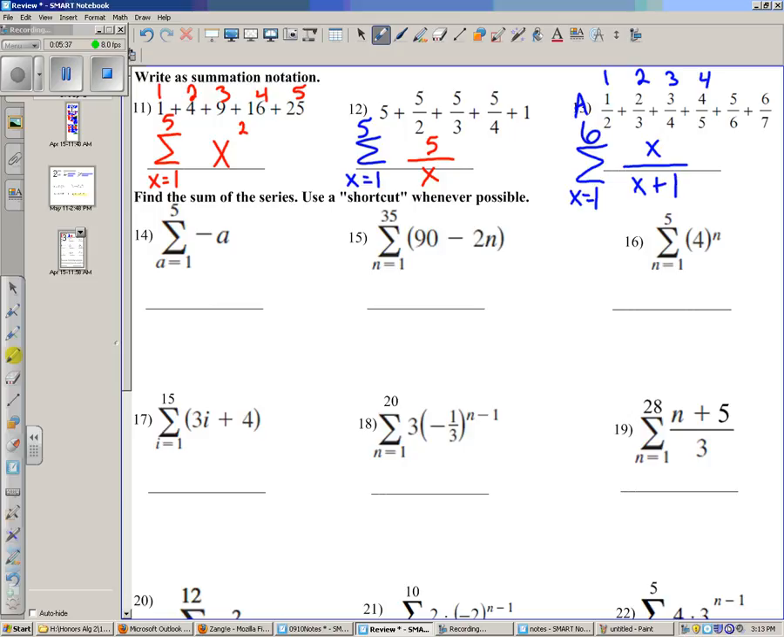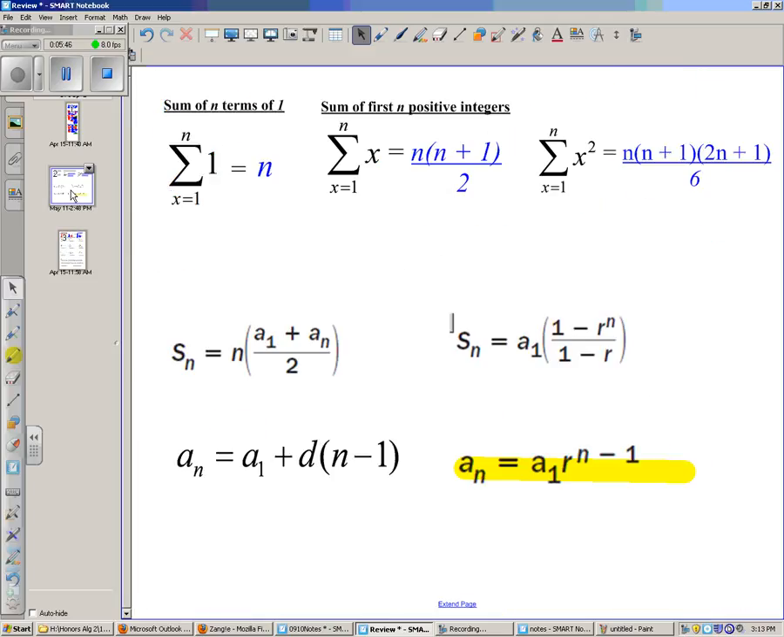All right, so let's take a look at the next. These are all going to be shortcuts. So if it's arithmetic or geometric, I'll put an A or G. Otherwise, it's one of the 3 basic shortcuts at the top.